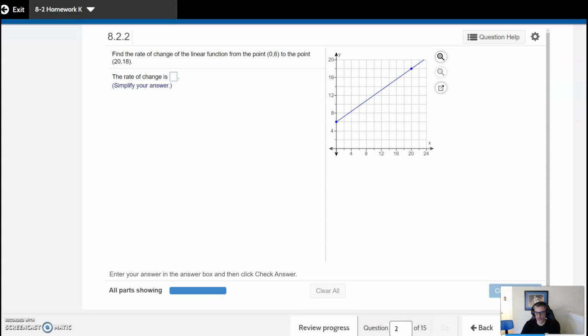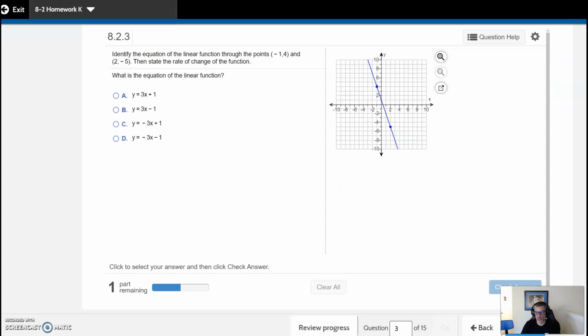All right, I'm just going to scroll through here and point some things out. Number 2 is pretty much the same as number 1. All right, number 3, they're asking you to find the equation of the linear function. Remember, we write equations in y equals mx plus b form. Okay, I'm not going to do this whole problem, but I'm just going to get you started. So we know we're going to write our equation in this form.